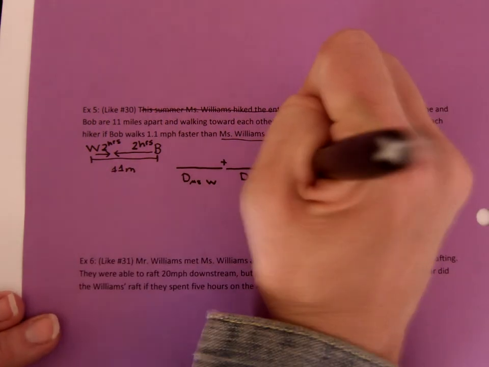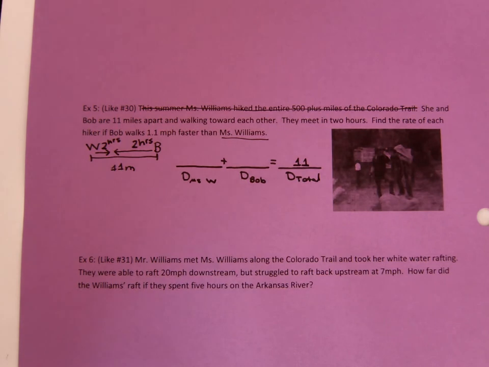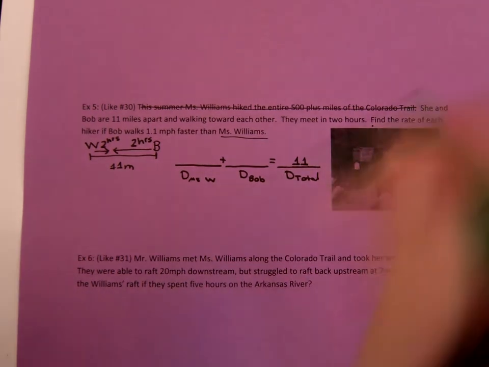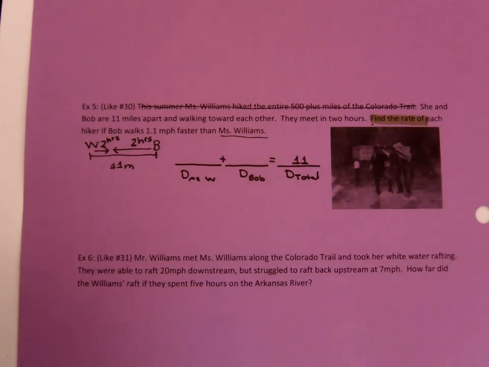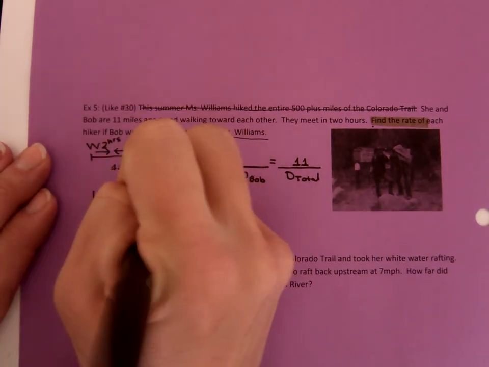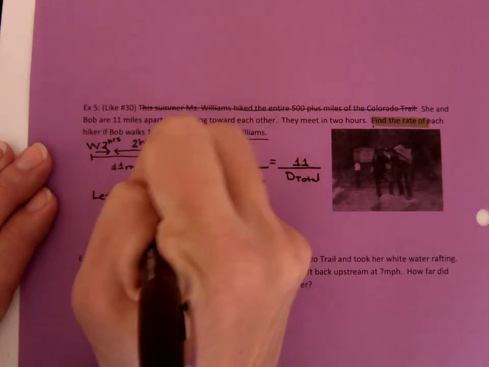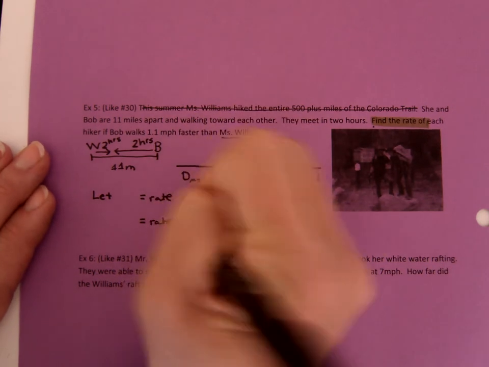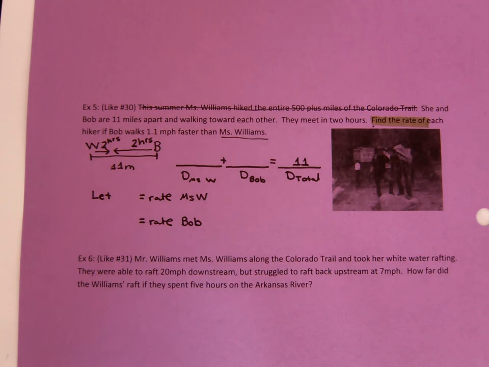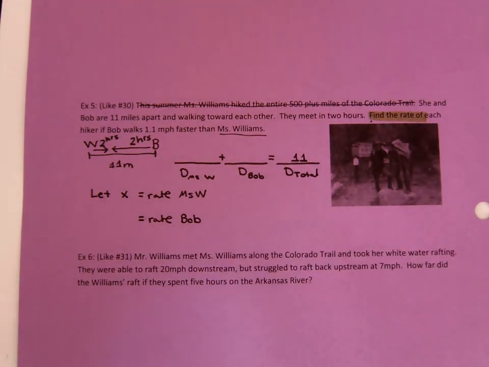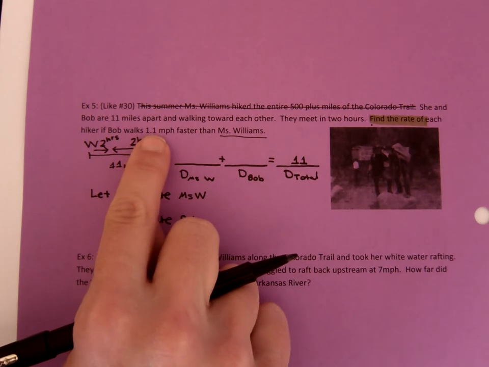We don't need that. So we only need two more things. We need the distance for Miss Williams. We need the distance for Bob. And we are looking for find the rate. Find the rate. So we're going to let equal equal. We're going to do rate and rate. Rate of Miss W, rate of Bob. Now again, who did you say got the variable? You. Why? Because I was listed last, and yes, I was also last every day. It's very true. Now, Bob walked faster than me.